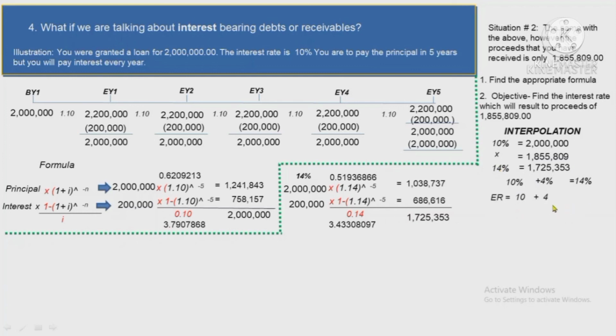But before we do that, the 4% will be multiplied to a fraction in which the numerator is the difference between this 2 million minus 1,855,809, which is 144,191. And then the denominator is the difference between this first 2 million minus the 1,725,353, resulting to 274,647. And then you summarize this. When you summarize that, you're gonna get 2.10. So meaning the effective rate is 10 plus 2.10 or 12.10% per annum. But if you're going to round off, you have 12% per annum.